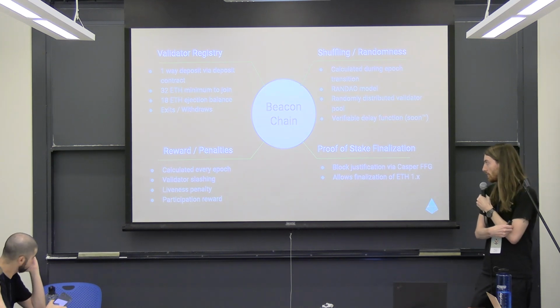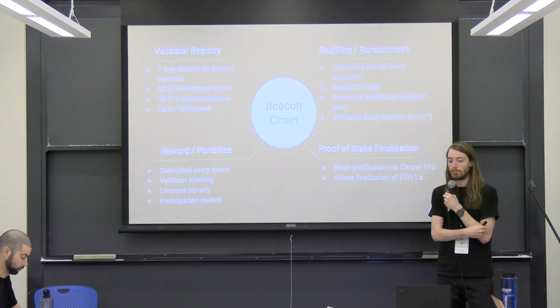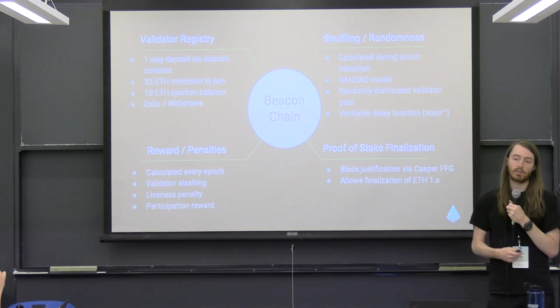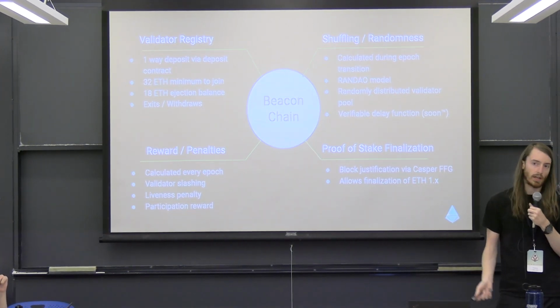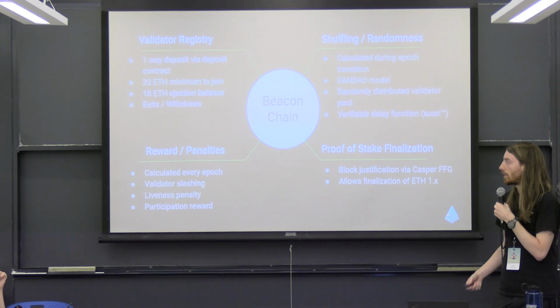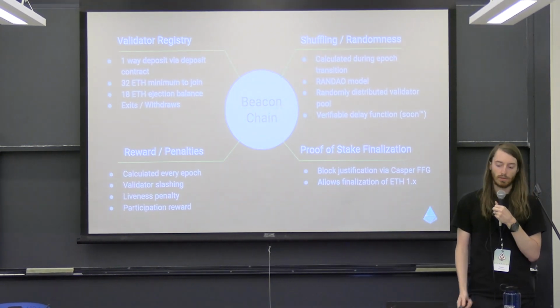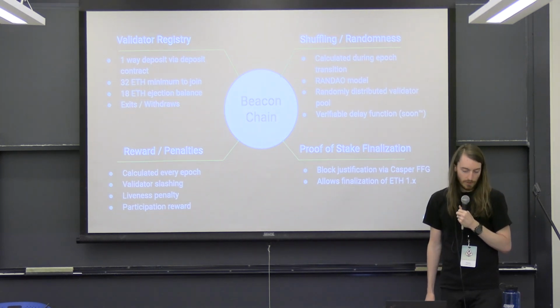Next we have rewards and penalties. So acting as a validator is not passive income. You're actually doing work. You have to validate blocks and attest to the head of the state, so you should be rewarded for that. And likewise, if you're offline, not participating, you should be penalized for that, or if you're acting maliciously. So the beacon chain is responsible for rewards and penalties in that sense.